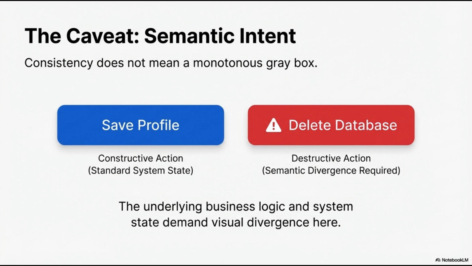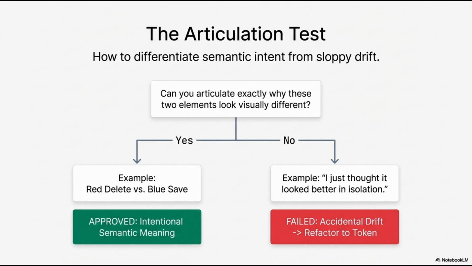Okay, but as a back-end engineer managing the system, how do I tell the difference between a deliberate semantic variation and just sloppy accidental drift? It's actually really simple. The text calls it the articulation test. The articulation test, how does that work? You literally just ask the developer or yourself, can you articulate exactly why these two buttons look different? Oh, I see. If you can explain the semantic reason, like this one is red because it deletes data and this one is blue because it saves data, then the variation is fine.